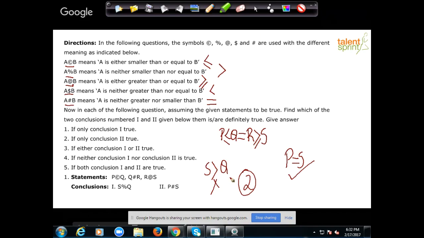Let's look at the second. P hashtag S means that P is equal to S. If you look from here, we know that P is less than or equal to Q includes the possibility of P being equal to Q. Q is equal to R. R is greater than or equal to S, which again includes the possibility of equal to. Therefore, conclusion 2 holds.